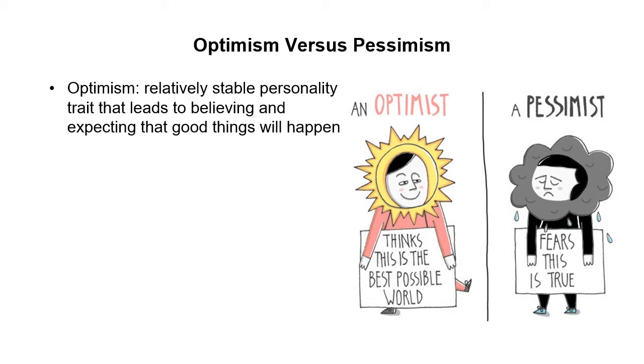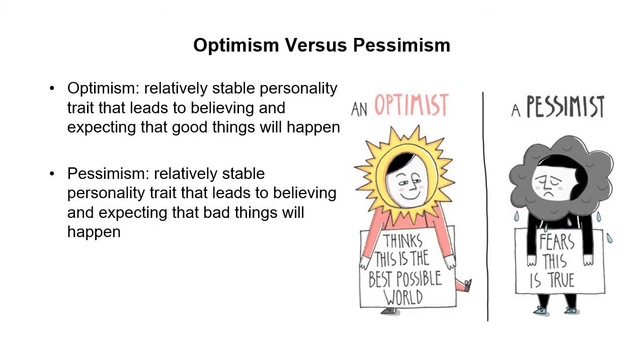Related is optimism versus pessimism. Again, these are personality traits, but relatively stable personality traits. People who are optimistic think good things will happen to them. People who are pessimistic believe that bad things will happen to them. There's an argument to be made for there being more of a spectrum rather than people just being optimistic or pessimistic. Some people say realistic, where they're less pessimistic.